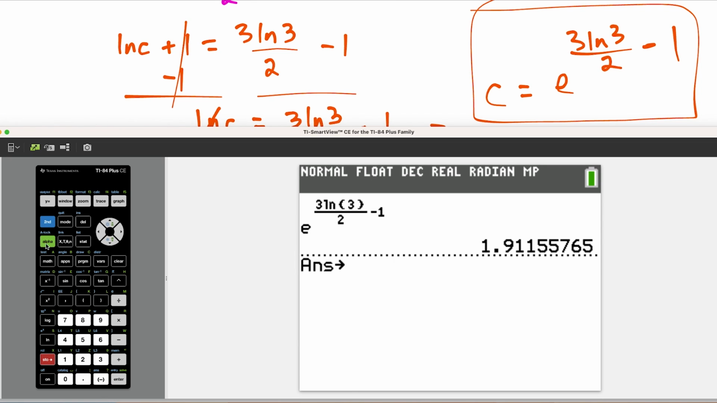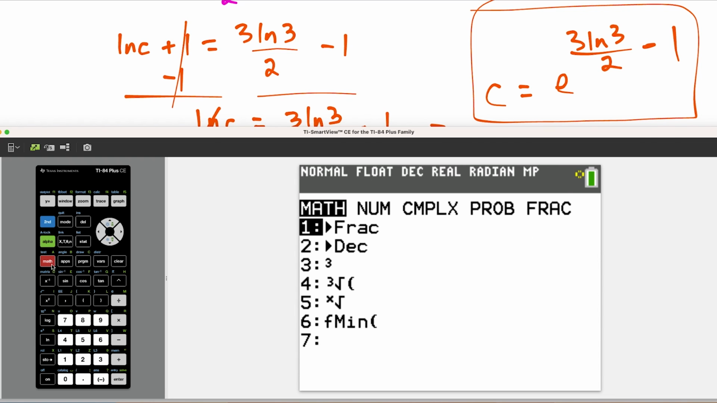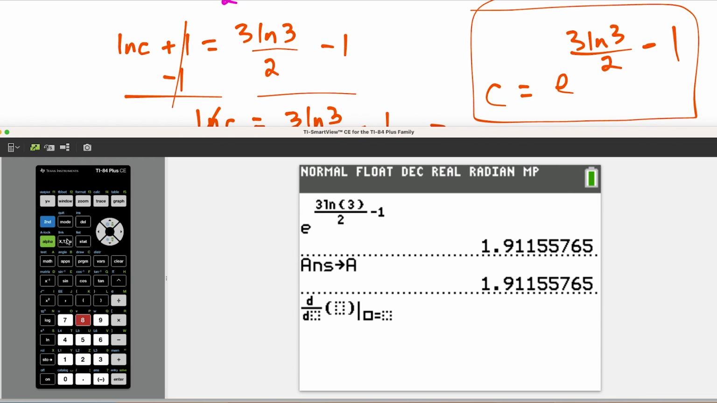And now I'm going to store this as the letter a, just so I don't have to keep writing that decimal over and over. So now I'm going to press math 8, and we're going to take the derivative with respect to x of x natural log x, and I want to check this out here at the point we just found. So I could just go ahead and type in alpha math here to put in the letter a, and that'll type in the value that we just stored it as like this. Or another way to do this is I could just scroll up to the number like this and press enter, and it'll input the number here.